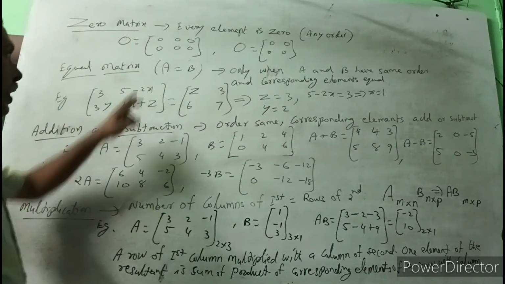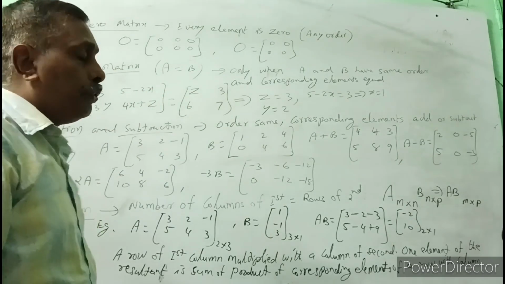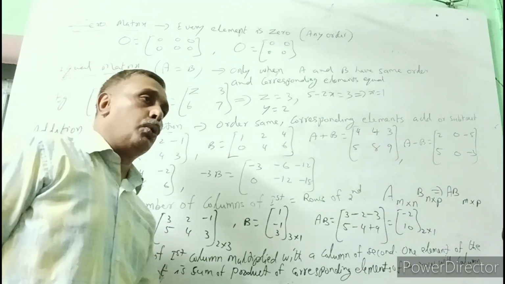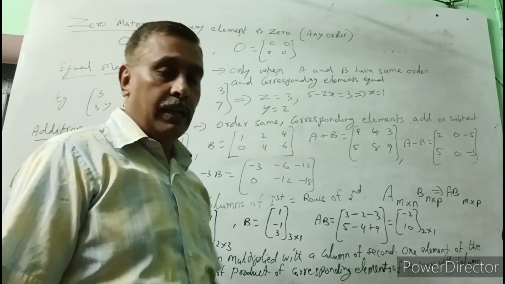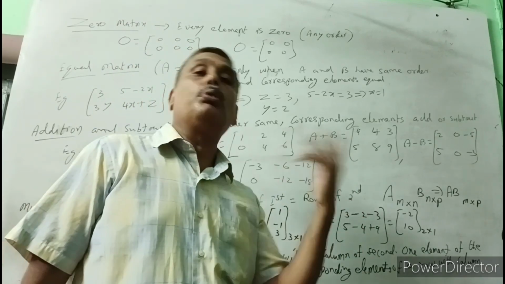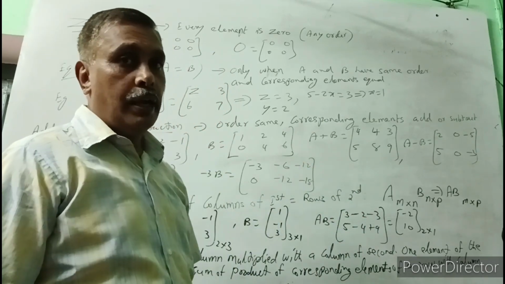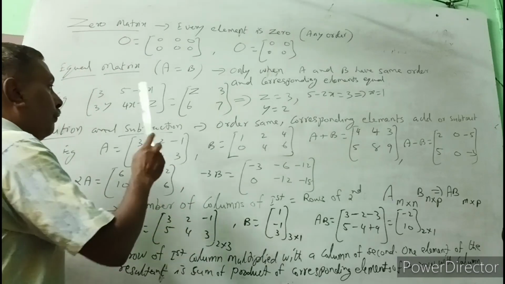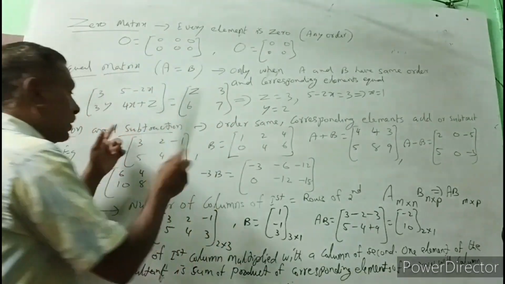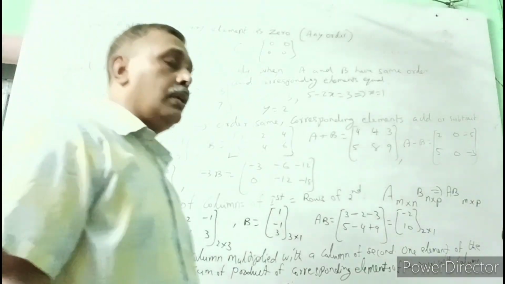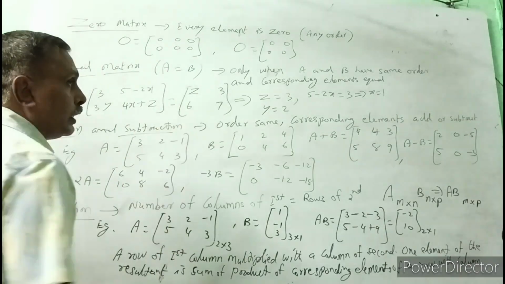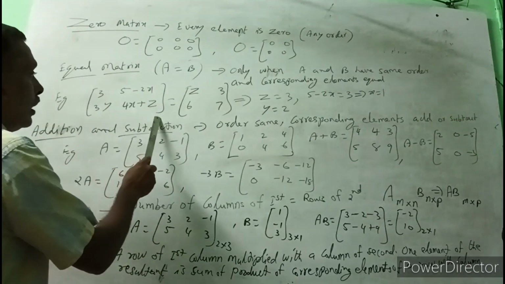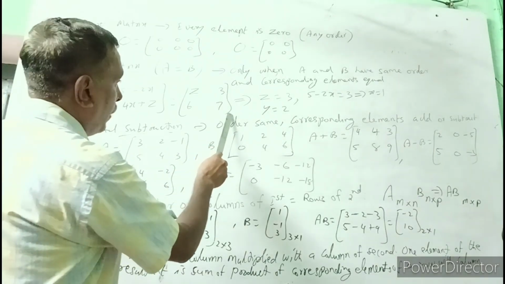Equal matrix. Suppose you want to say two matrices are equal. If you want to equate two matrices, it is possible only when both of them have the same order. If A is a 2 by 3 matrix, then B also must be 2 by 3. Then only you can equate them. So first check their order. If both orders are the same, then you can equate, and corresponding elements also must be equal. So it is a 2 by 2 matrix, and here also a 2 by 2 matrix.